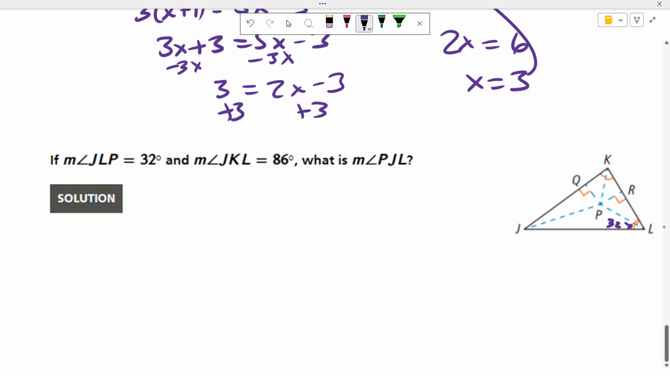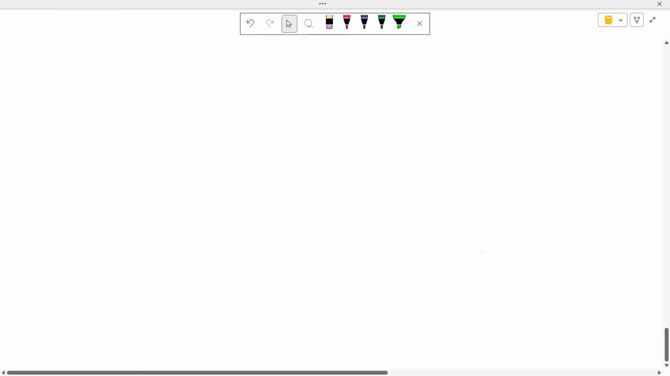JKL, this whole thing up here, is 86. What's PJL? Well, if this whole thing is 86, what's this whole thing? Well, it's 32 plus 32, because it's an angle bisector, so it makes 64. What's 64 plus 86 add up to? 150. So this whole thing is 30, because there's 180 degrees in a triangle. So each part of it would be 15. How big is PJL? Well, it's 15.